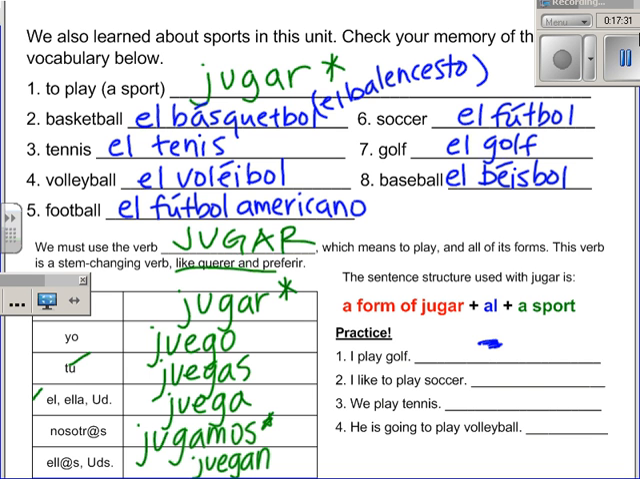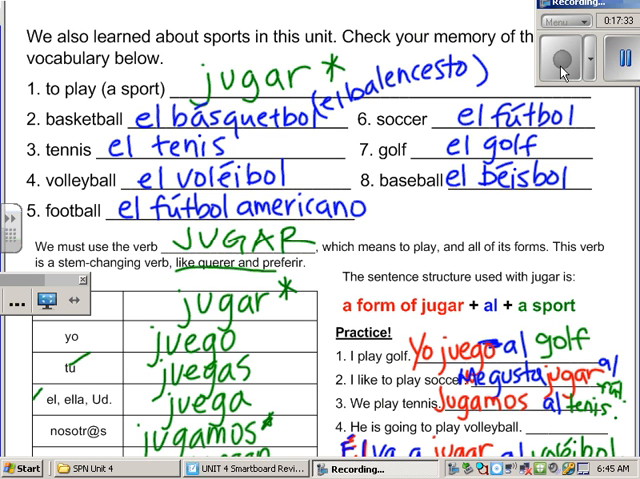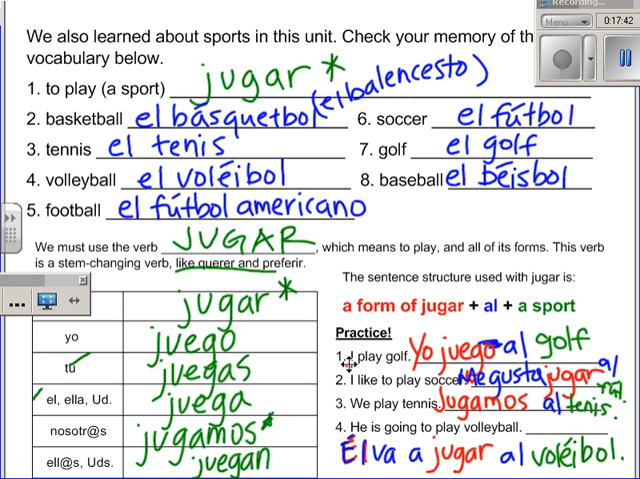You've got four here to practice. Press pause and try them out. Okay, so our first example, I play golf. Yo juego al golf. I'm conjugating jugar for myself. I know who's doing it. I am doing it. Yo juego al golf. I like to play soccer is a little different. I'm going to keep jugar infinitive because the first verb, I like, gustar, is conjugated, me gusta, and my second can't be. Remember those two verbs together. Me gusta jugar al fútbol.